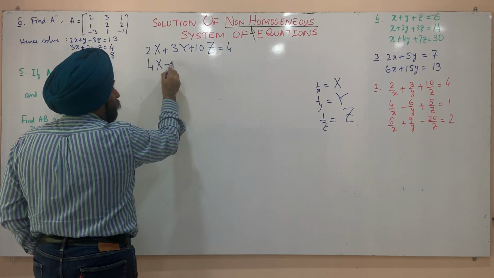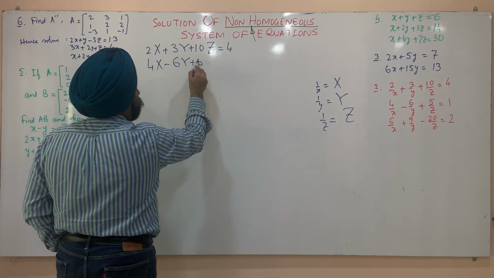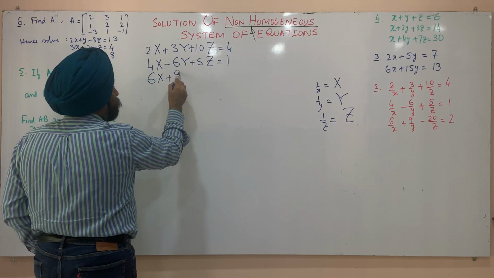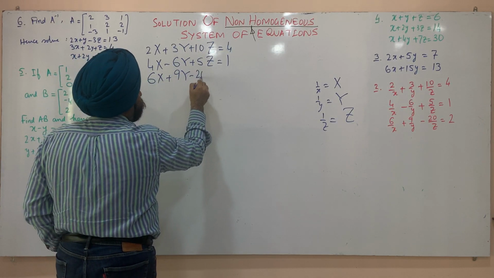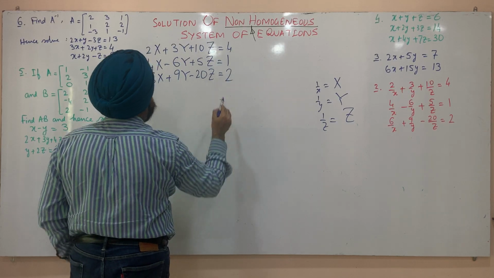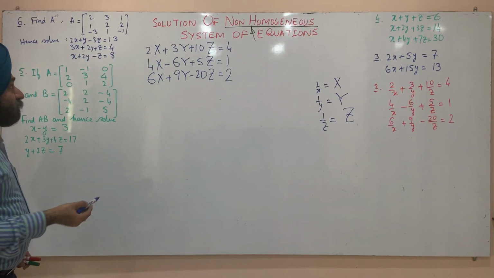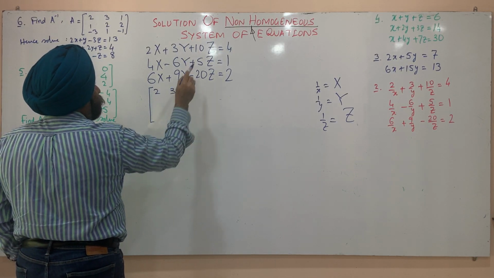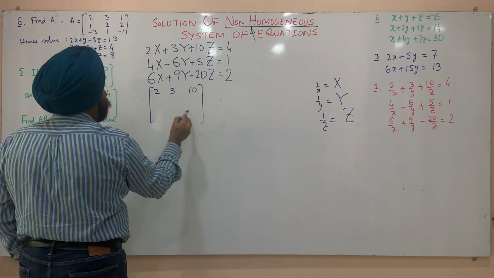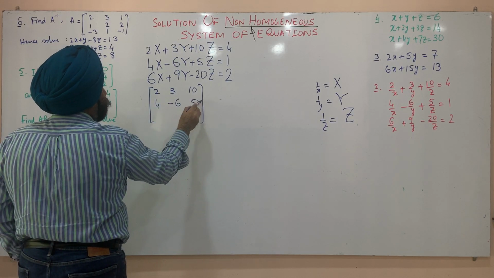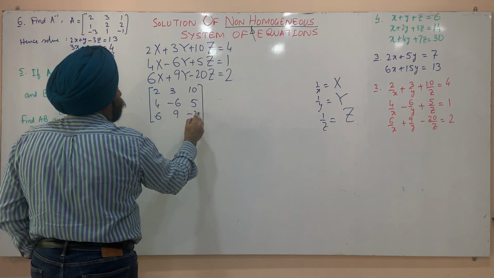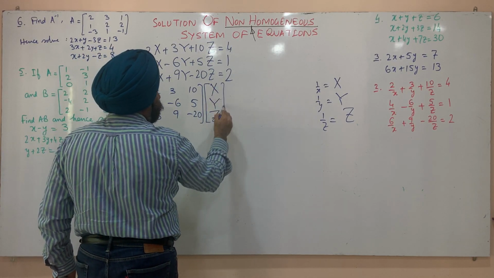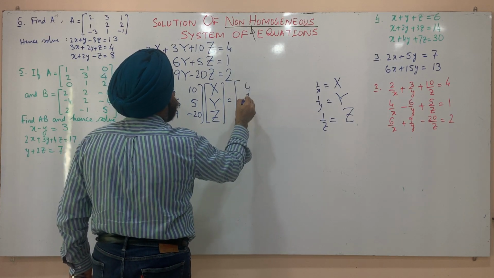Then 4X minus 6Y plus 5Z. This is equal to 1. 6X plus 9Y minus 20Z. This is equal to 2. We can solve it now. Let us write the system of equations, the non-homogeneous system of equations in matrix product form, like this. These are the unknowns, capital X, capital Y and capital Z here. Right hand side, it's 4, 1 and 2.